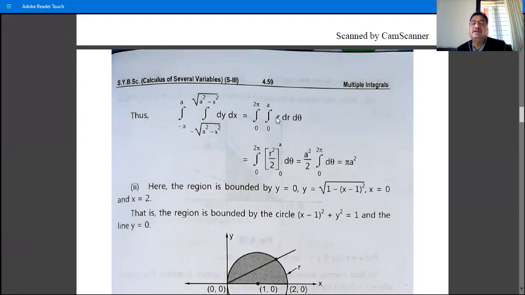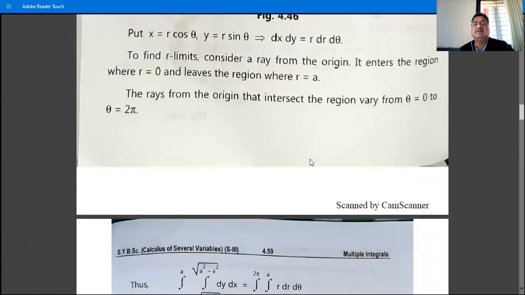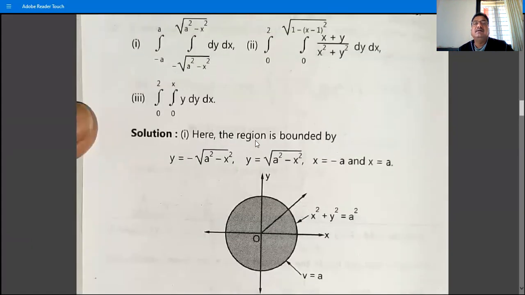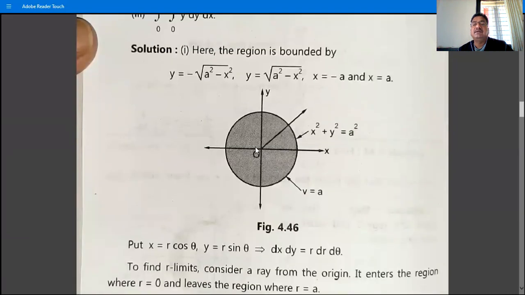Then its integration with respect to r is r square by 2 from 0 to a, the value at the upper limit minus the value at the lower limit, and then the integration of 1 with respect to theta is theta from 0 to 2 pi, that is 2 pi minus 0. The 2 gets cancelled, so pi a square is the integration.